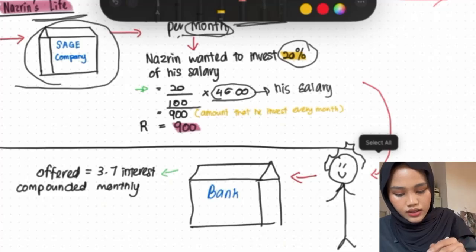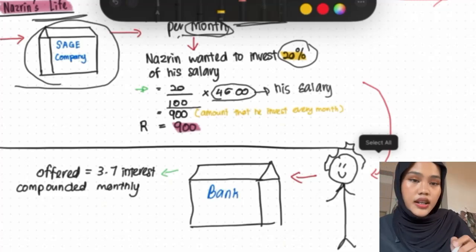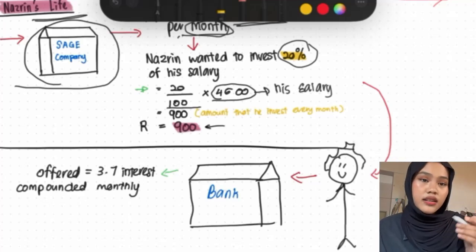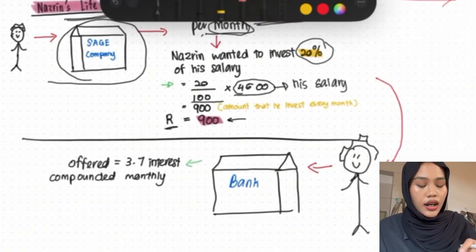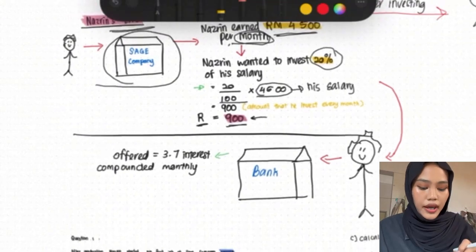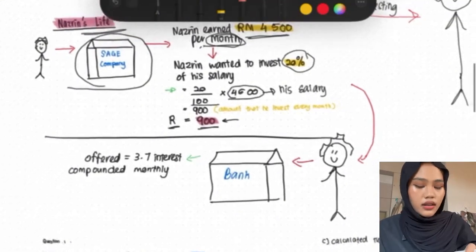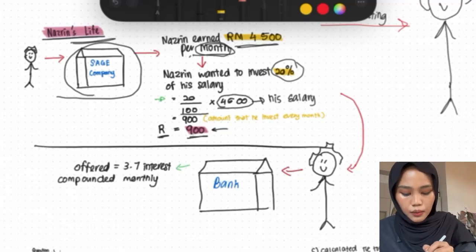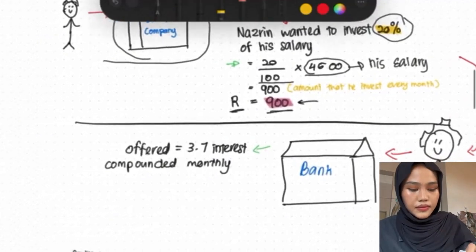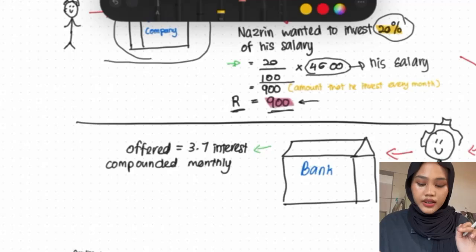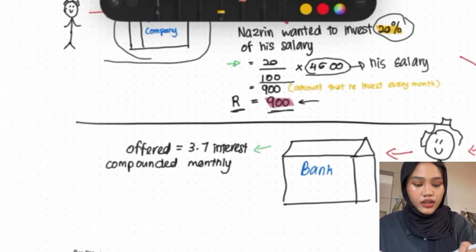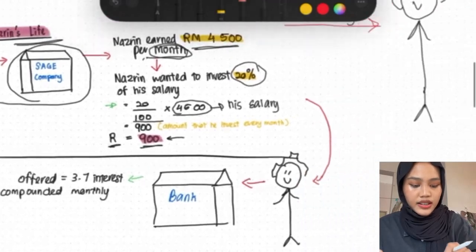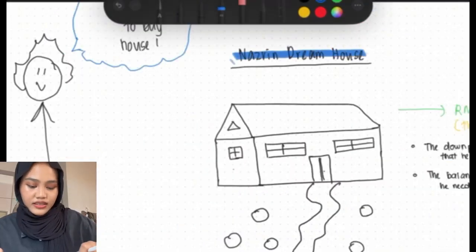So this is the amount that he ended up investing. After calculating how much he wanted to invest in a month, Nazreen went to a bank. This bank offered him 3.7% interest compounded monthly. And after investing for a few years, Nazreen was thinking that he wanted to buy a house. So this is Nazreen's dream house.